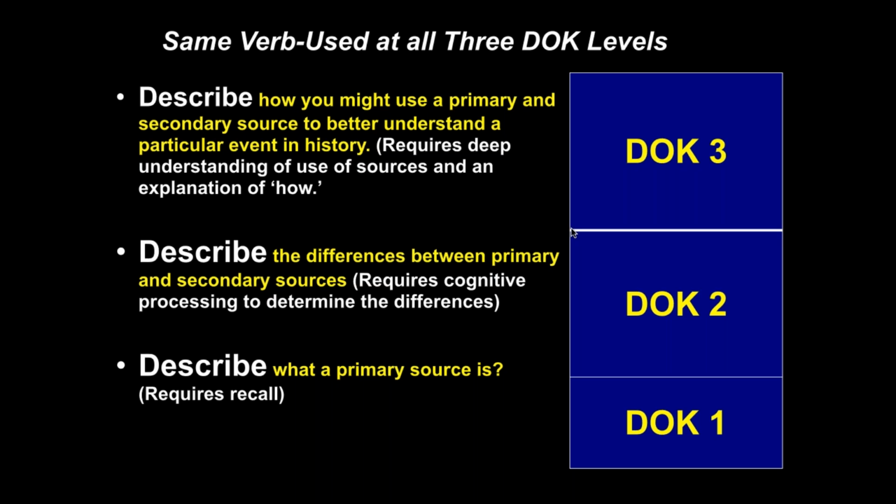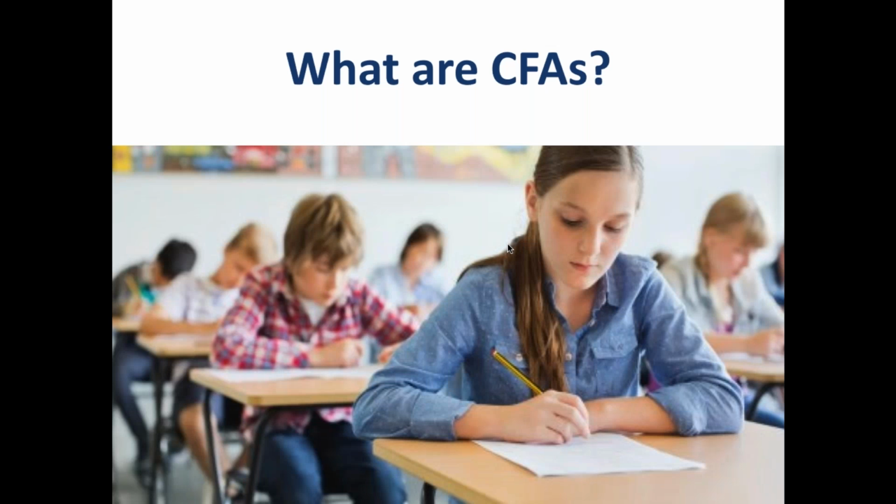We get up into level 3. How might you use a primary and secondary source to better understand a particular event in history? Now I'm required to use deep understanding of the sources, and an explanation and a how. So all I'm highlighting here is that the word describe could have three very different levels of rigor, three very different levels of complexity.